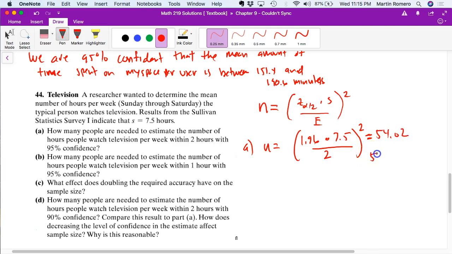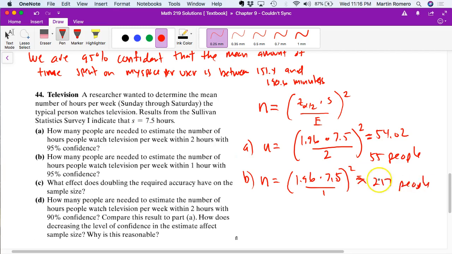So you get 54.02, or you need 55 people because you have to round up. Part B, how many people are needed to estimate within 1? So everything stays the same. 1.96 times 7.5 all over 1 squared. And so in this case, you're going to need 217 people. You're going to round up your value.